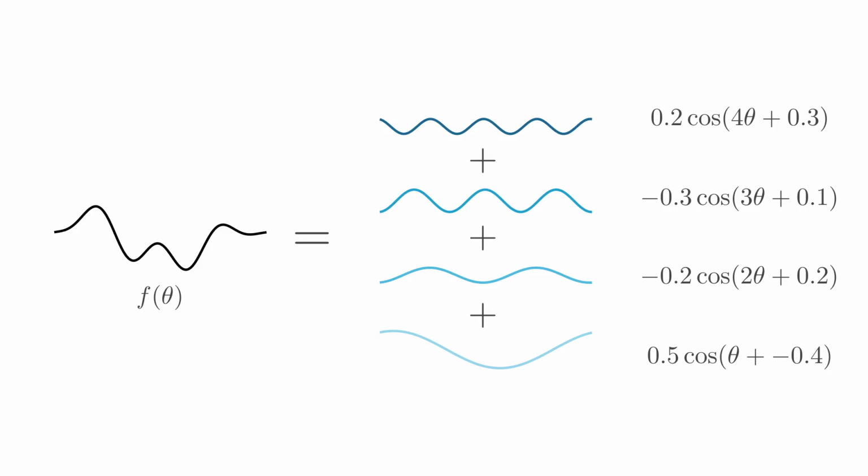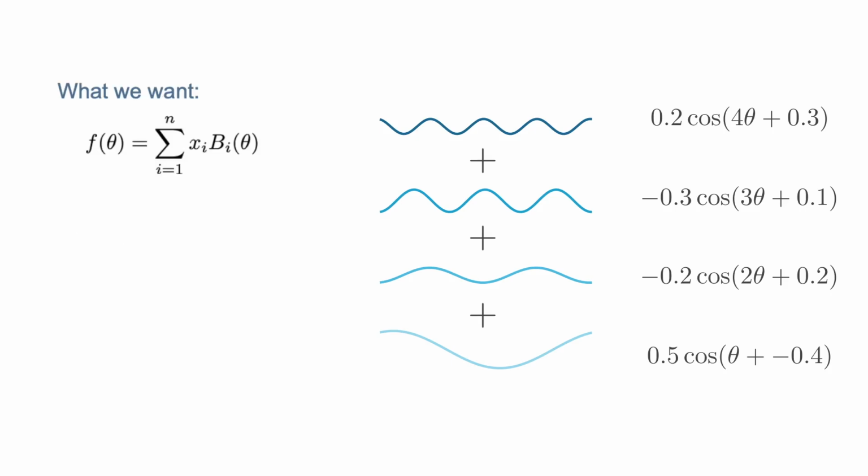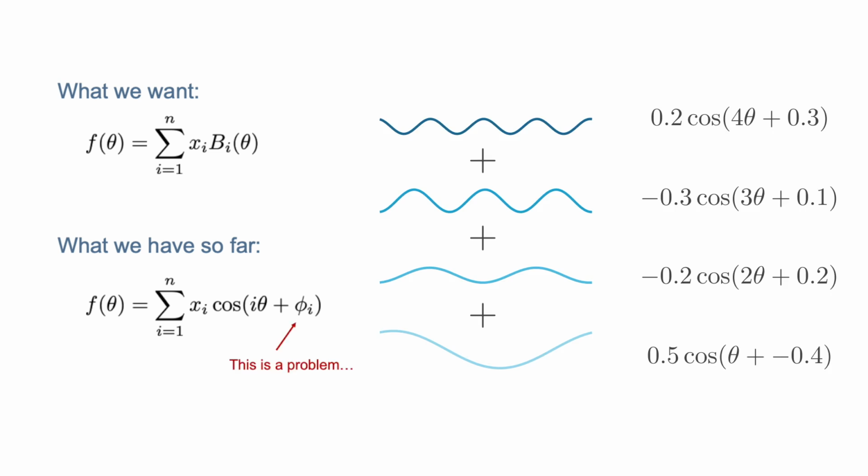Now, when we want a set of basis functions, we want it to take the following form, where we just have a single scalar, x, multiplied by the basis function. Unfortunately, the functions I just showed here are not of that form. We still have that x, which is our scalar, but we also have the phi, which is our phase offset. And we don't want phi, so we need to figure out another way of formulating these functions to make them into a true set of basis functions.